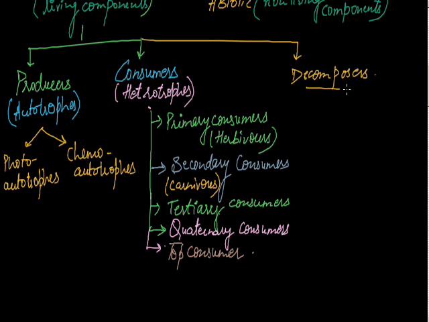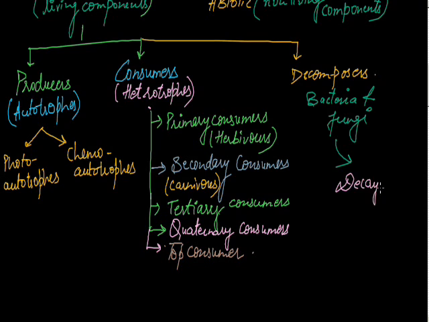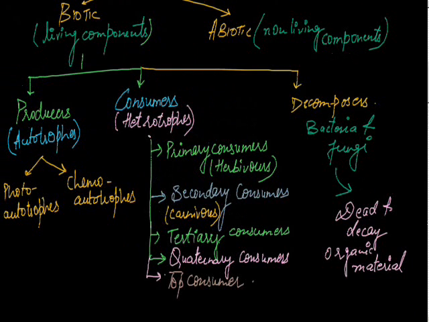Next we'll study the biotic component decomposers. As we all know, the decomposers comprise mainly bacteria and fungi. They will feed on dead and decaying organic material. So these are the main biotic components: producers, consumers, and the decomposers.